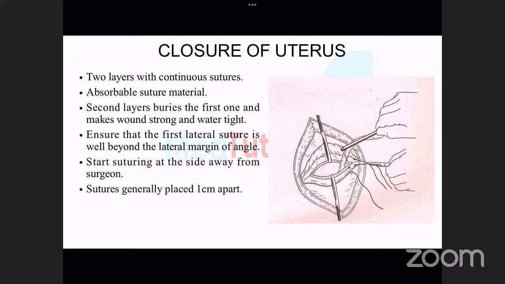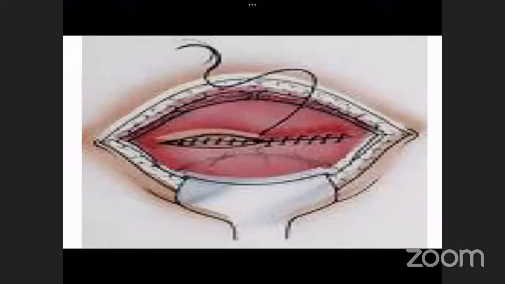Next slide. This is the second layer closing the first layer. This is second layer closure, closing the first layer. Next slide, please.